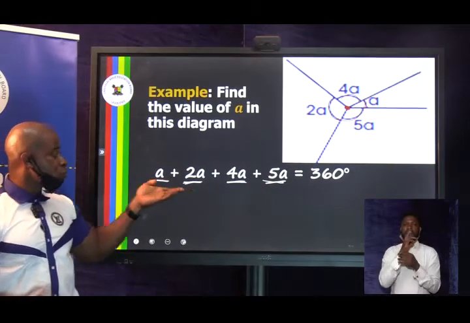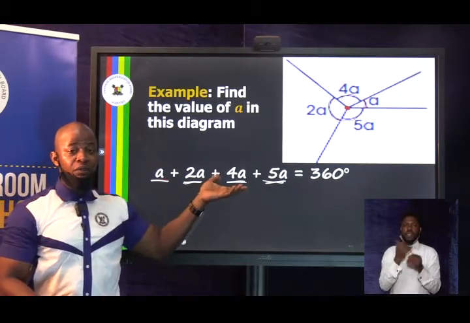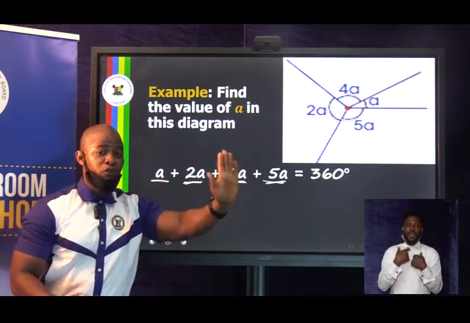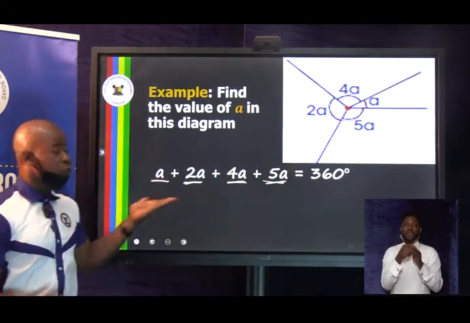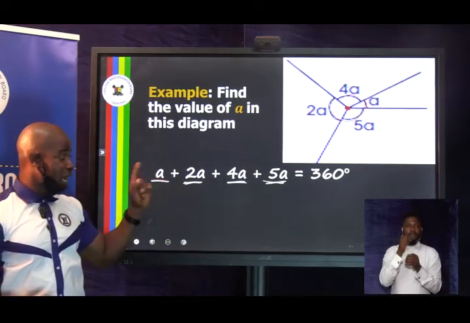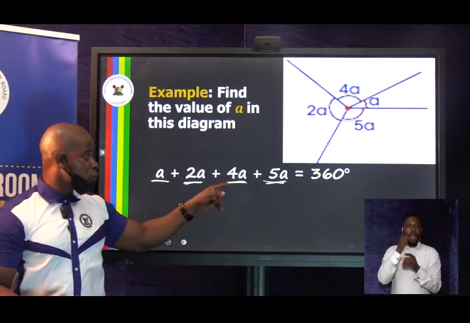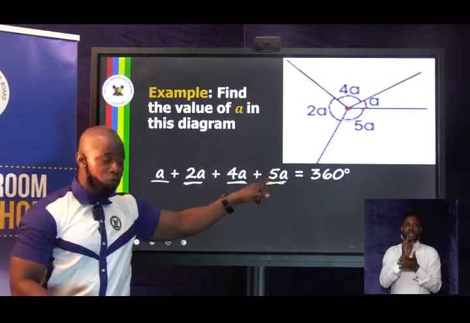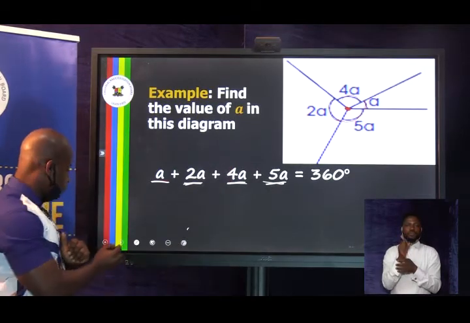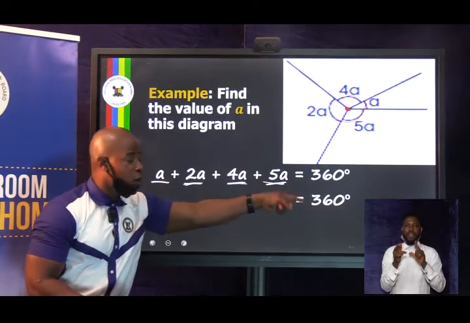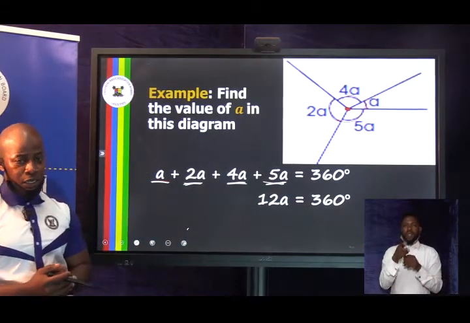Now you discover that all these ones are algebraic terms. They have A, so you don't need to move anything to the other side, because on that side we have just numbers. So leave all the algebraic terms on this side. You can add them. 1 apple plus 2 apples, that's 3 apples. 3 apples plus 4 apples, that's 7 apples. 7 apples plus 5 apples, that's 12 apples. So now you have 12A. On the right side of the equality sign, you have 360 degrees, my friend.